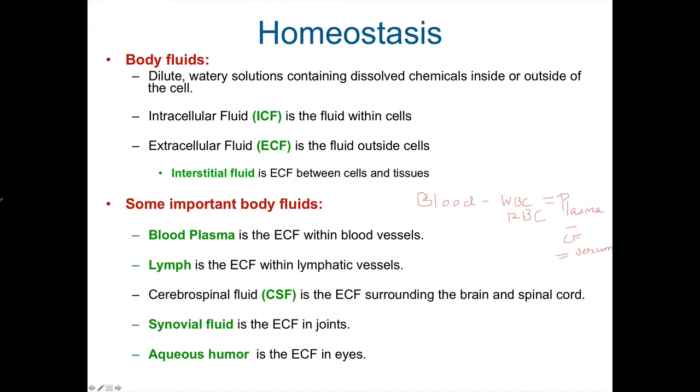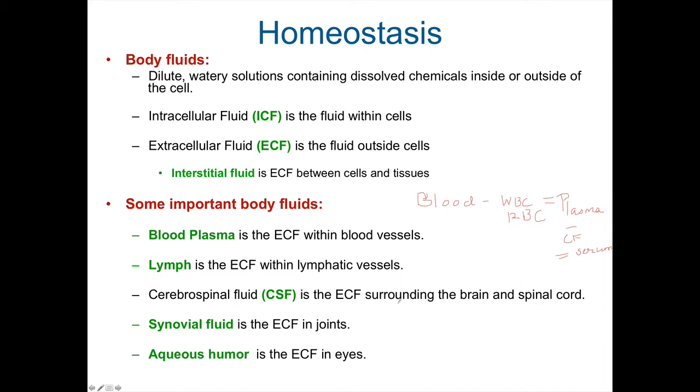Lymph is another extracellular fluid. Lymph is the extracellular fluid of the lymphatic system. It involves the thymus, the lymph nodes, the spleen, and the lymph fluid itself. Lymph consists of white blood cells and is kind of like the drain-off mechanism. It's part of our immune system.